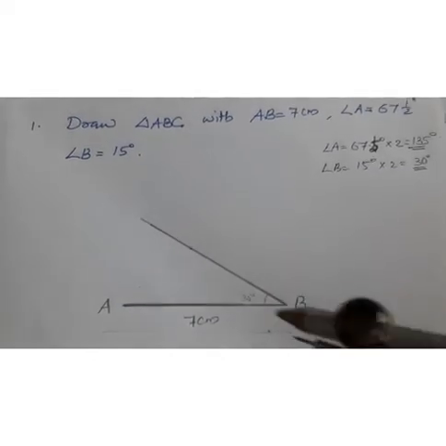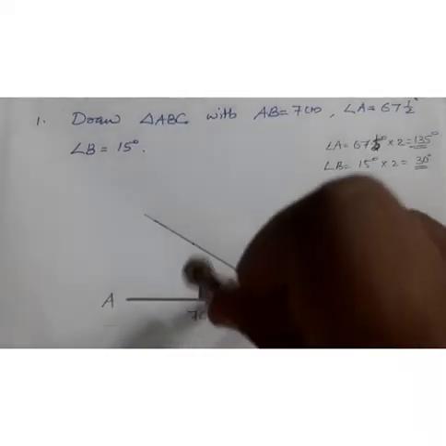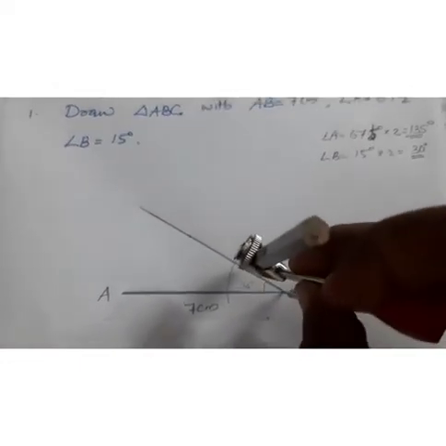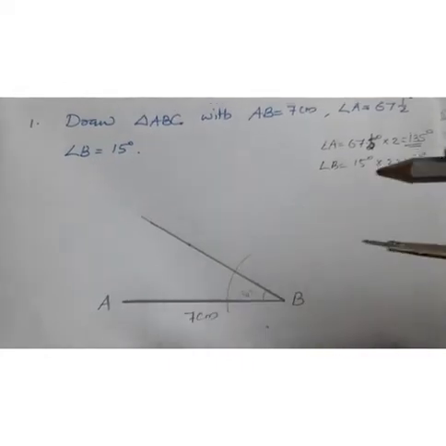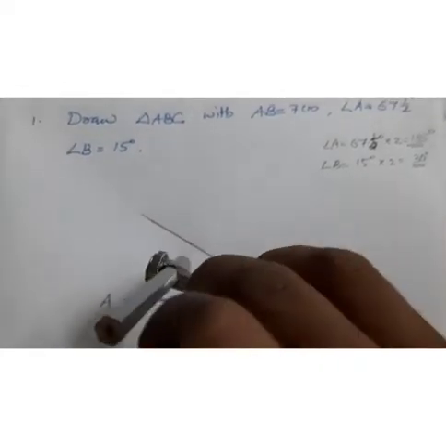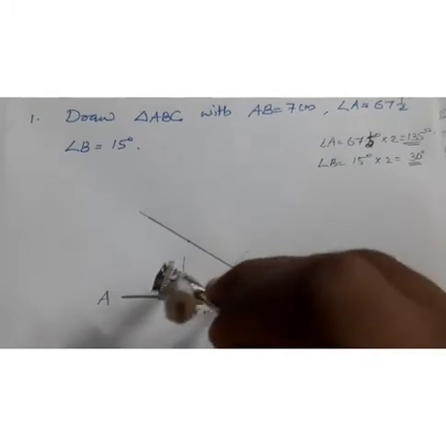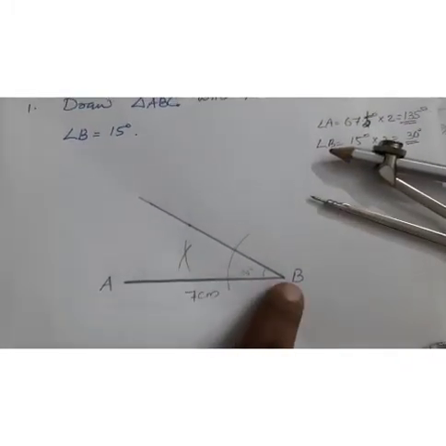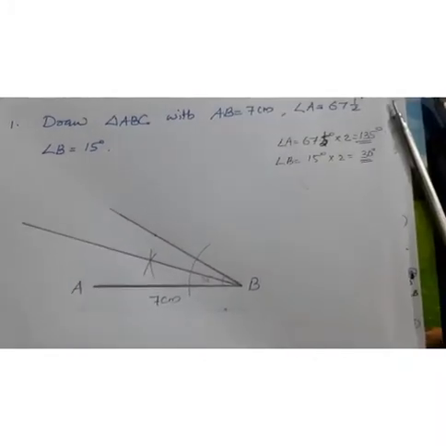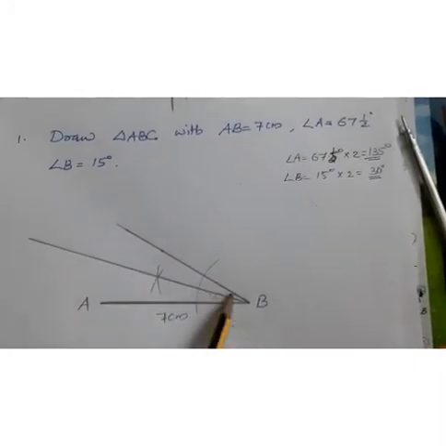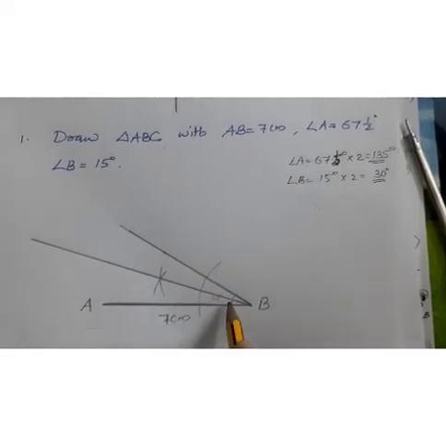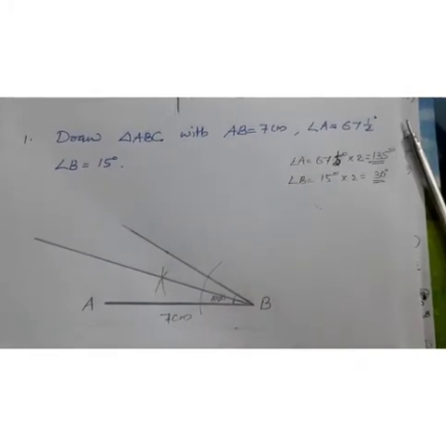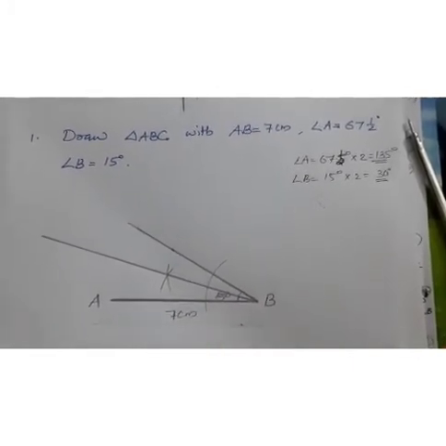Then take the bisector of angle B. So the arc, join this line. After joining, you will get a bisector like this. So this angle is how much? It is 15 degrees. So take the angle bisector.